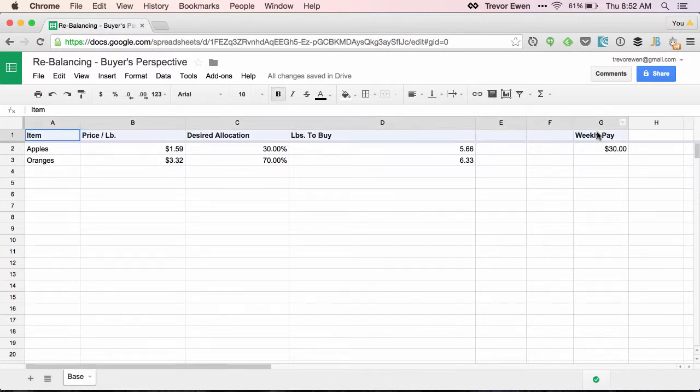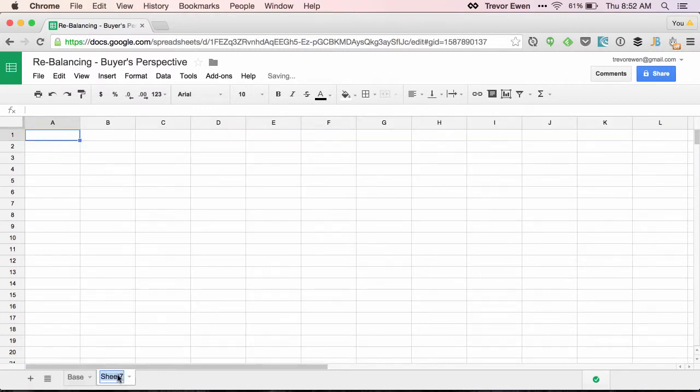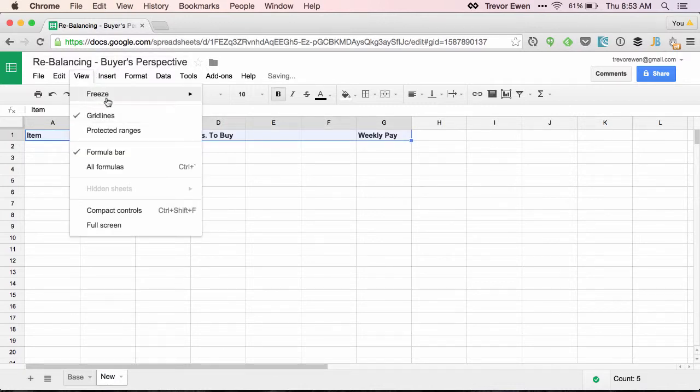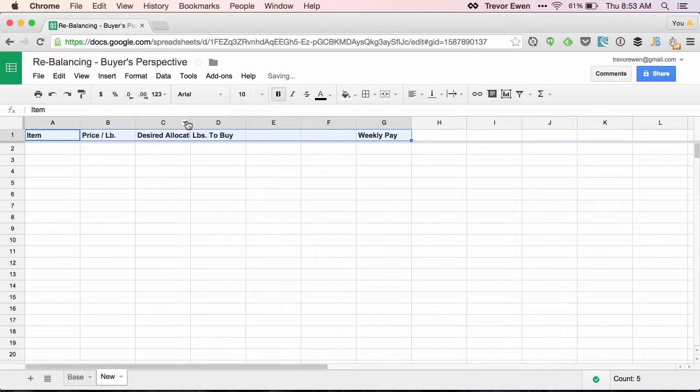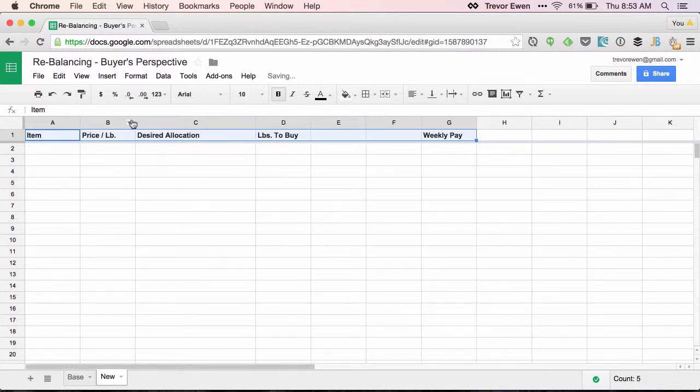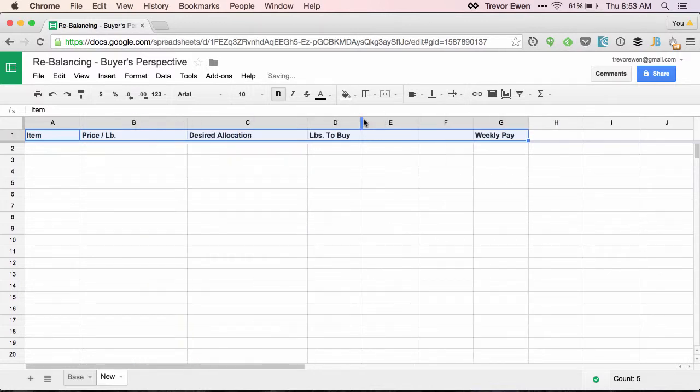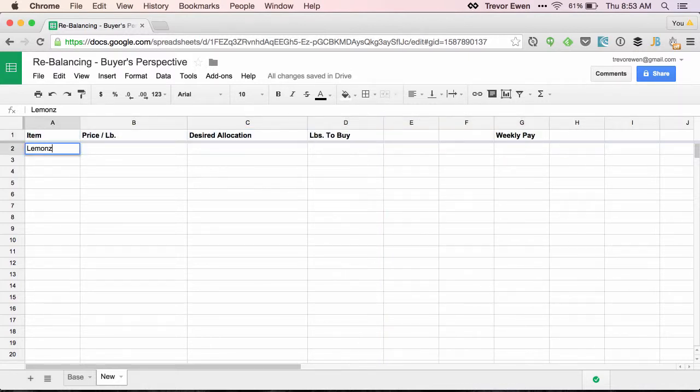So let's take a look at how we could create a spreadsheet like this in the simple case. We're going to call this one new, and we're going to have our same guy here. Going to freeze the first row just in case we want to scroll down later if this is a larger sheet. Expand these guys out. And in this case, he's going to exist on lemons with a Z and limes. Weekly pay is going to be $40, just got a raise. And we're going to give these guys both an arbitrary price per pound.